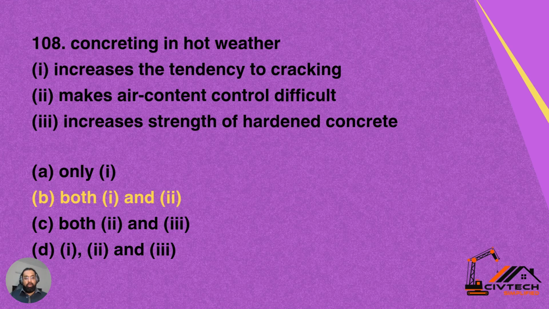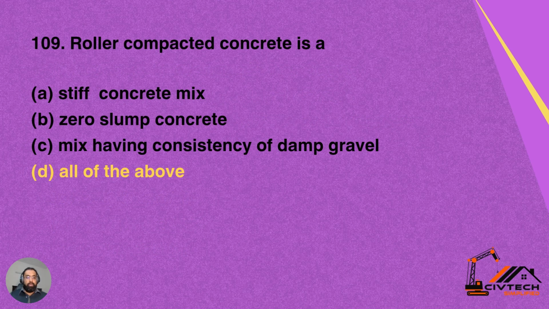Question number 108. Concreting in hot weather: number one, increases the tendency of cracking. Number two, makes air content control difficult. Option C, increases strength of hardened concrete. Now we have four options. A, only 1. Option B, both 1 and 2. Option C, both 2 and 3. Option D, 1, 2 and 3. So option B is the correct answer for this question, which is both 1 and 2. Concreting in hot weather can increase the tendency of cracking and makes air content control difficult. So option B is the correct answer.